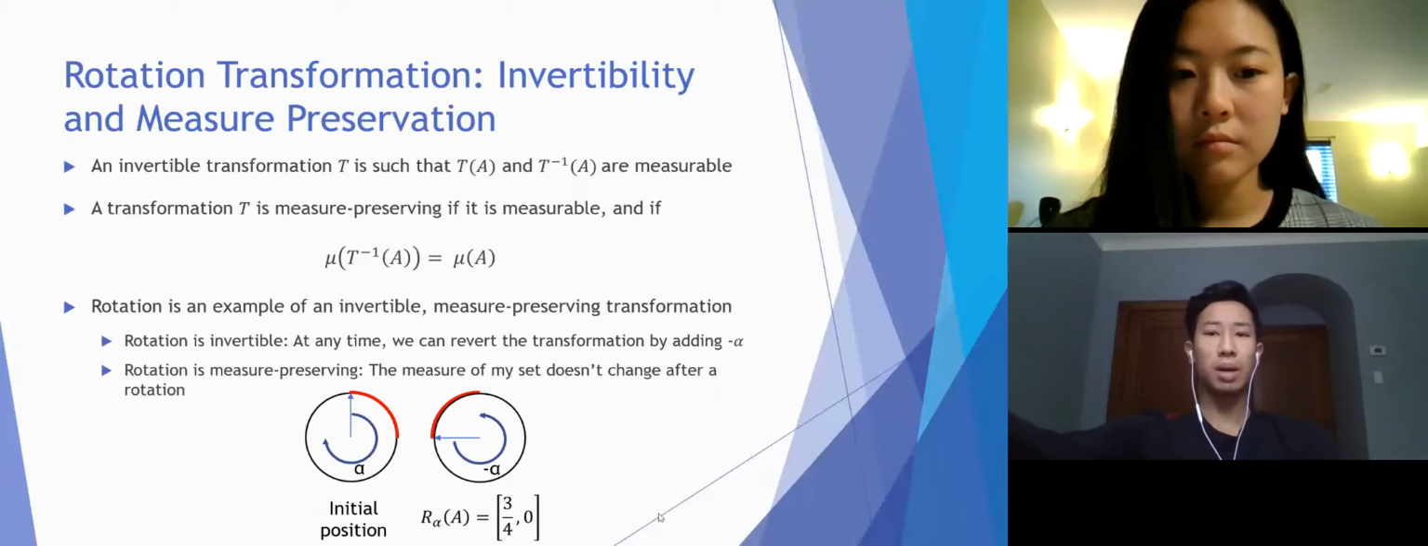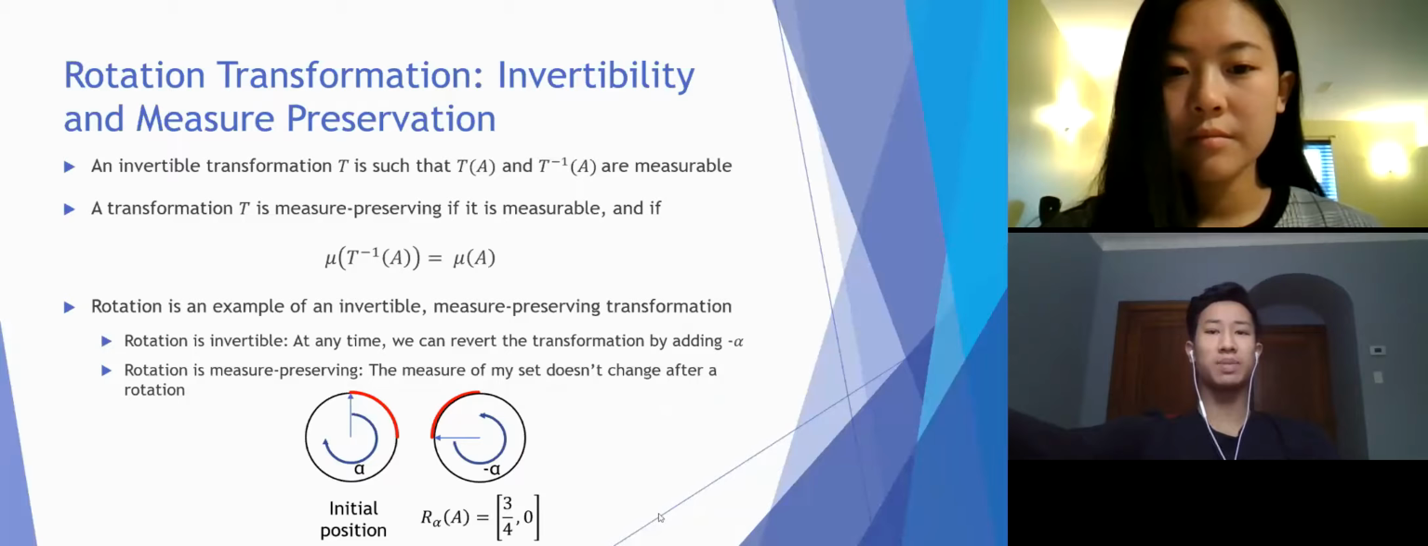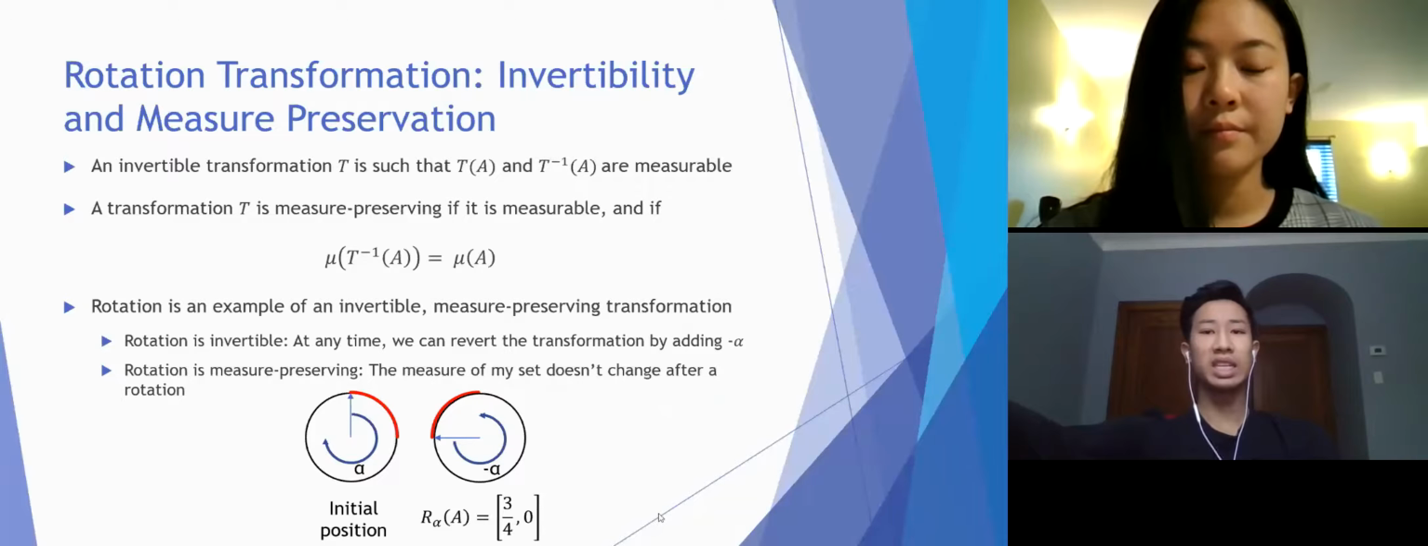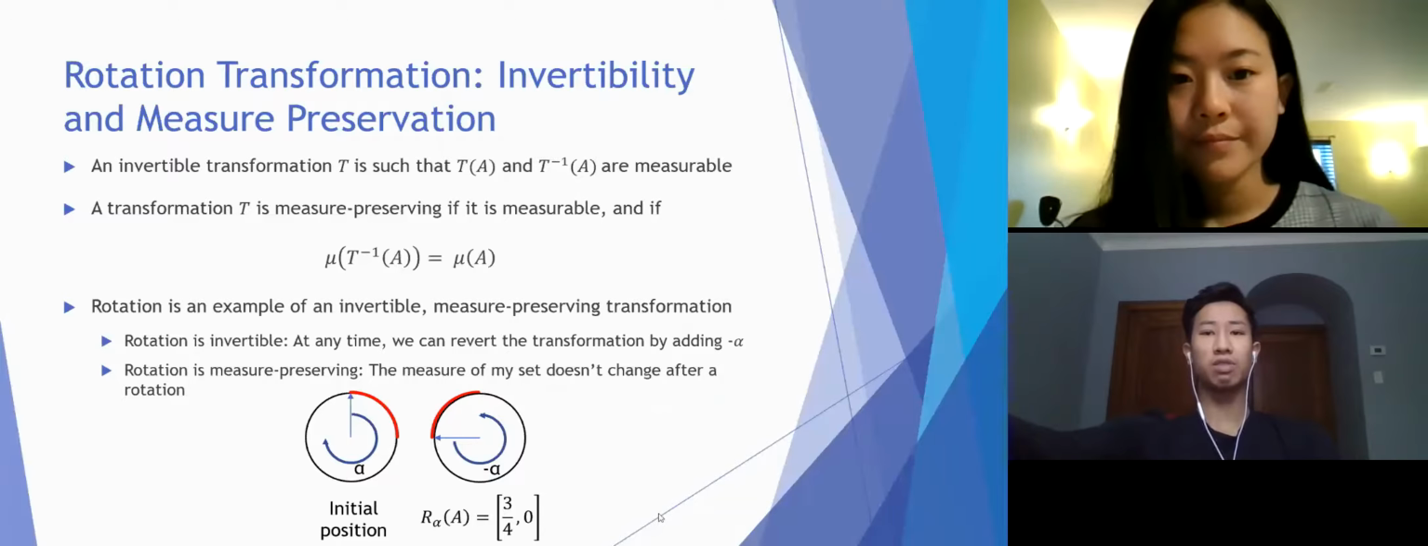So there are two important properties that transformations can have that we'll see later are important for recurrence and ergodicity. The first is invertibility, which basically says that for any set A, the inverse of any iteration of the transformation is measurable. The second important property a transformation can have is measure preservation, which says that the measure of a set A does not change after any number of transformations.